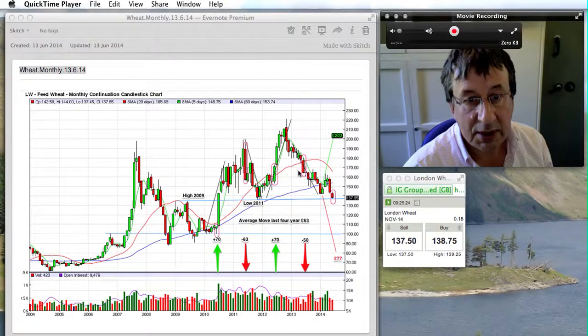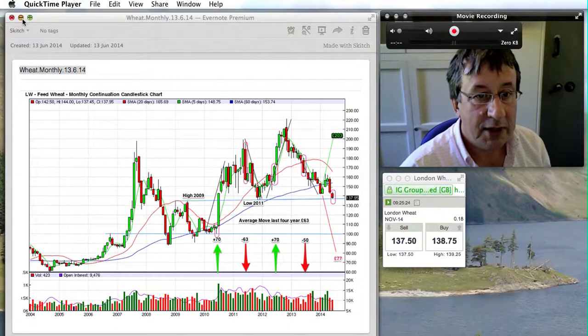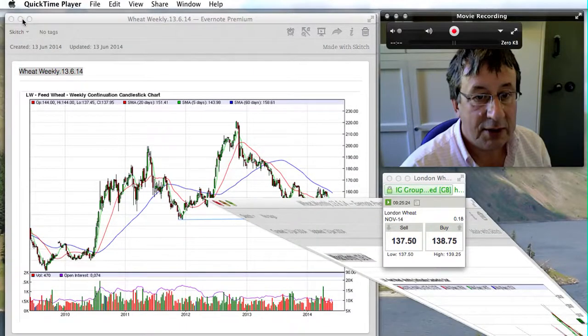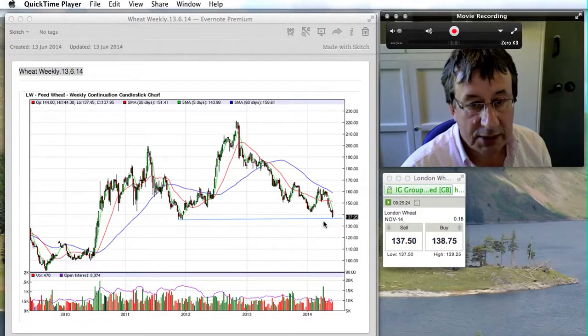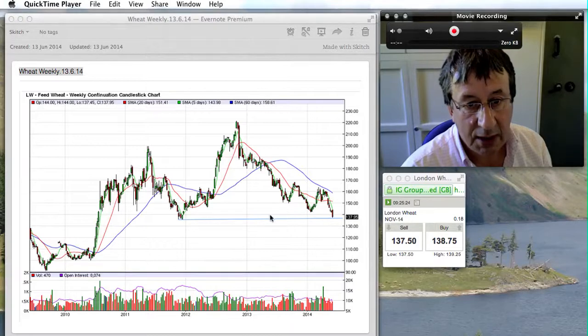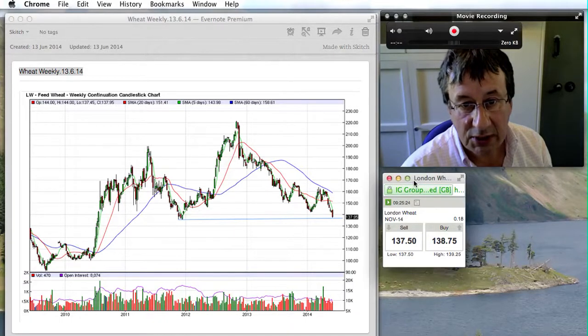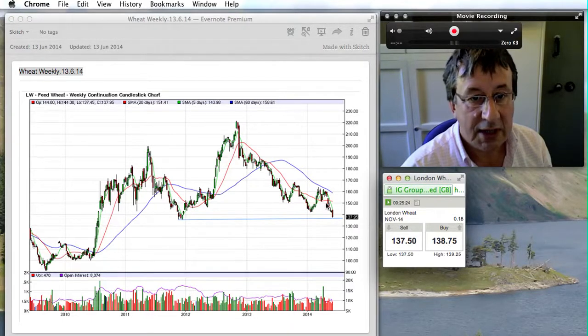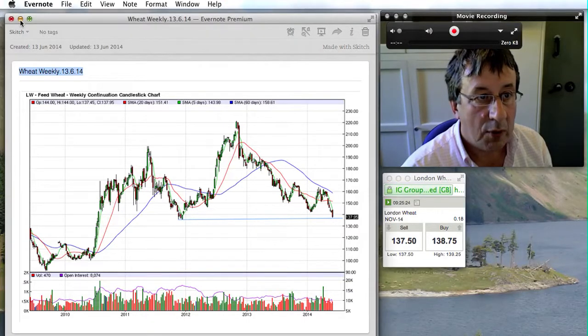So we'll come down to the weekly chart here, and you can see I've marked this line here in the sand, 137.95, and that is where we are at the present moment. The market has just opened up, it's 9:25, and at the moment it is 138.75. So that gives you an indication we are at this level at the present moment. Now, this is the weekly chart.